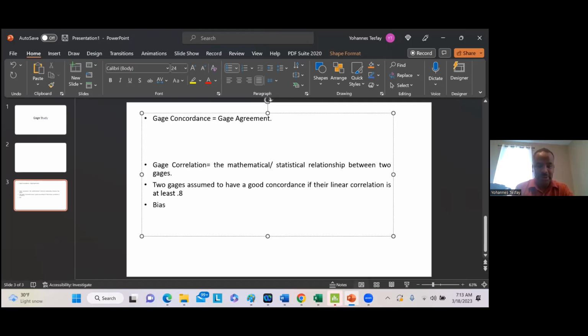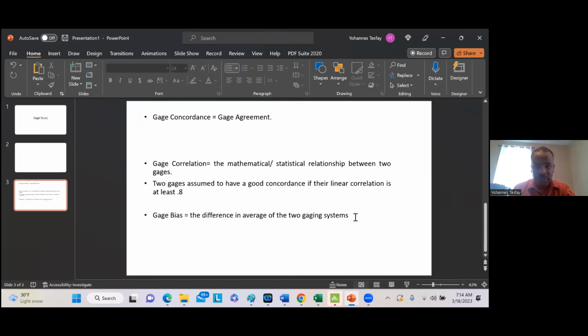Bias. Okay, bias. We already have seen that one. Bias means the difference in average of the two gauging systems. We call it bias. Two gauging systems. So this bias, we can call it gauge bias, just to make it clear.